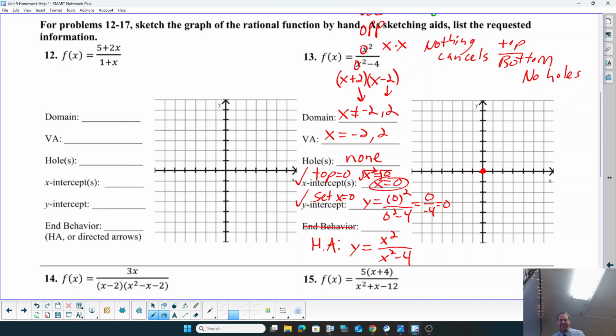The powers are the same, and since the powers are the same, you just use the numbers in front. They're invisible, 1 and 1. So the horizontal asymptote is going to be y equals 1 over 1, which is just 1. So let's graph that horizontal asymptote at y equals 1. And then we're going to graph the vertical asymptotes at -2 and at +2.